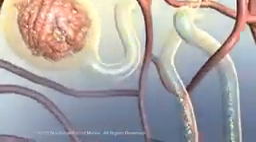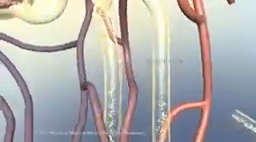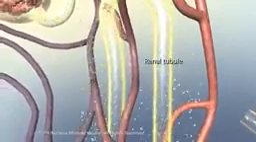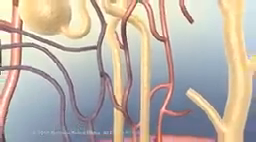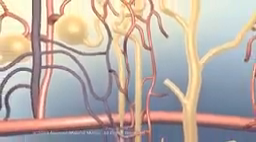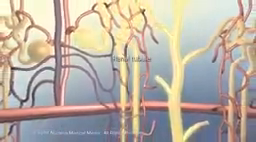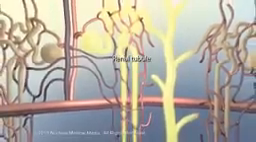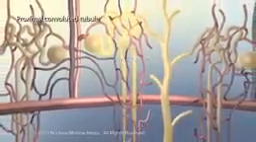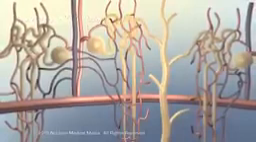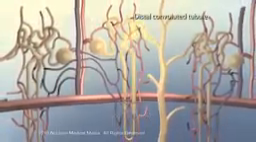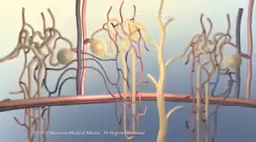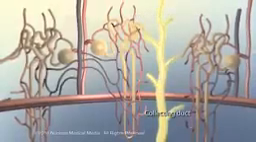Reabsorption of water and other substances occurs in the renal tubule. 99% of the glomerular filtrate is reabsorbed as it passes through the parts of the renal tubule, including the proximal convoluted tubule, loop of Henle, distal convoluted tubule, and collecting duct.